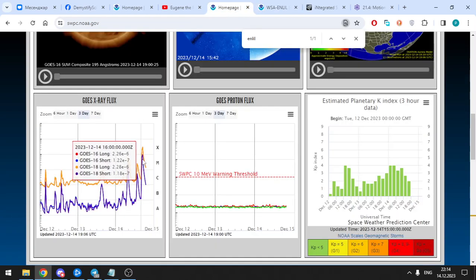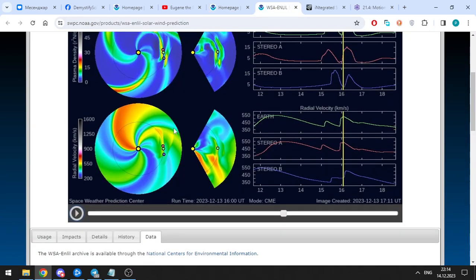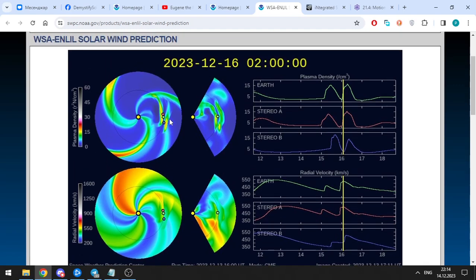By the way, there was an X-flare just a couple of hours ago. But then we'll tell you about it, no doubt.